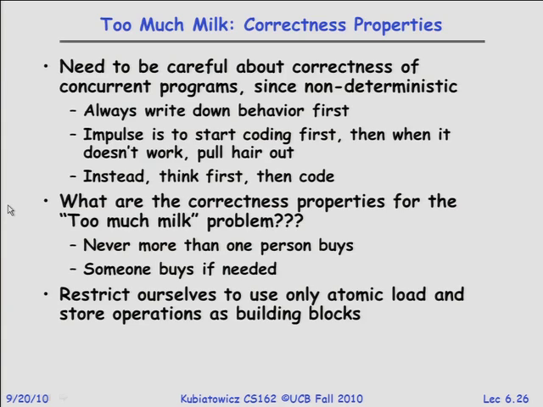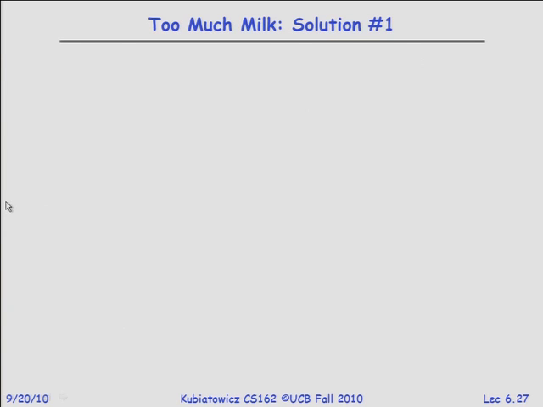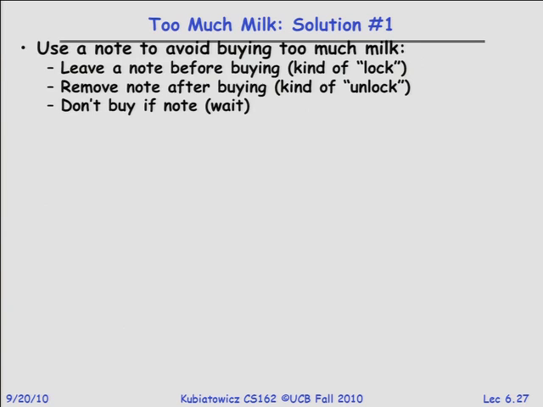So here's solution number 1 to the too much milk problem. Use a note. Dear Frank, off buying milk. Miss you, back soon. You leave a note before buying. It's kind of like a lock. You remove the note after buying, and you don't go buy if there's a note.